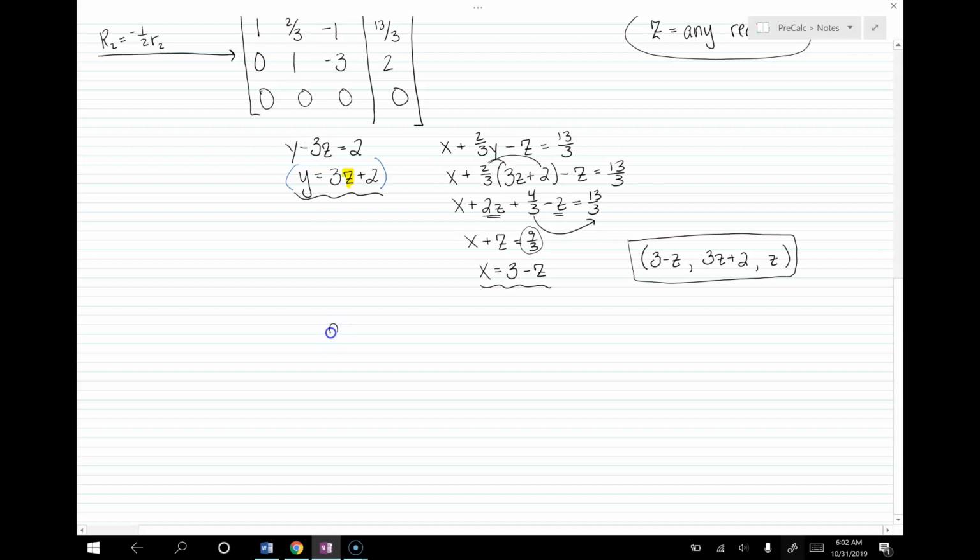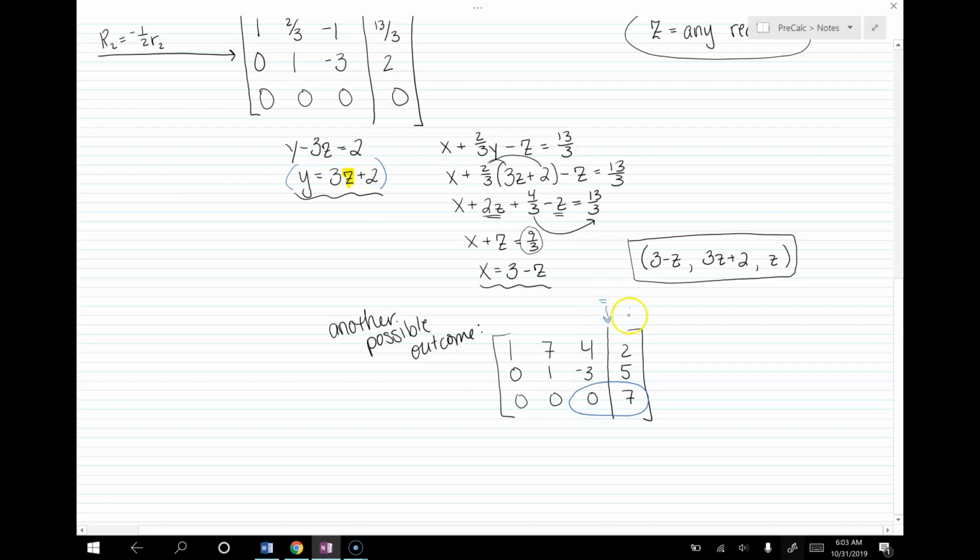Okay, another possible, and we're not going to solve this one, but just so you guys can see it. So another possible outcome might be this. If we had like 1, 7, 4, 2, and then 0, 1, negative 3, 5, 0, 0, 0, 7. Okay, right away red flag should be going off, because can 0 equal 7? Remember, this is your equal sign, because these are your solutions and these are your coefficients. So can 0 equal 7? No, never. So there's no solution.